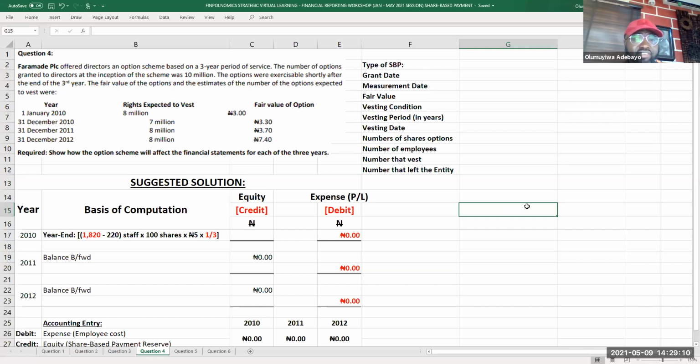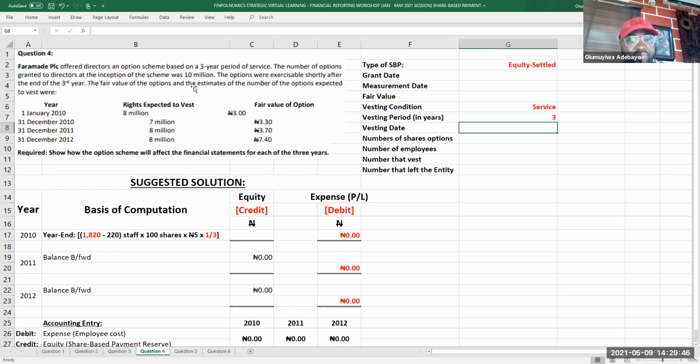Now, Faramade PLC offered directors an option based on a 3-year service period. The number of options granted to directors at the inception of the scheme was 10 million, and this is equity settled. The vesting condition is a service condition. The vesting period is 3 years. The option was exercisable shortly after the end of the 3rd year.